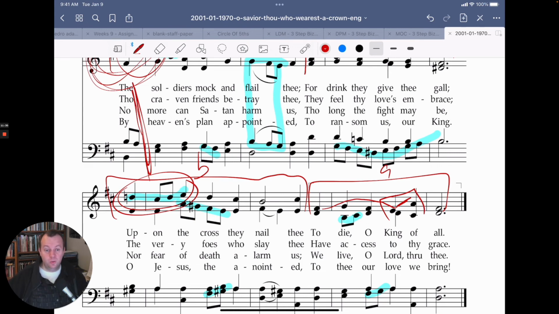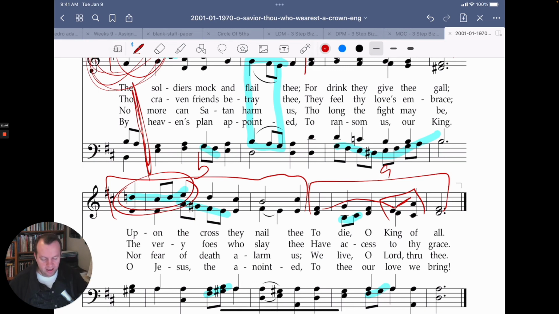D major is one of the brightest, happiest keys around. So by choosing a dark mode of F sharp Phrygian and putting it on a bright key of D major, we get both the pain and the anguish of the atonement and the beauty and the majesty of the atonement combined. Now, if that's not melodic magic, I don't know what is, but it's fantastic. Okay, so I gave you a bonus fourth melody gem in today's composer gem.